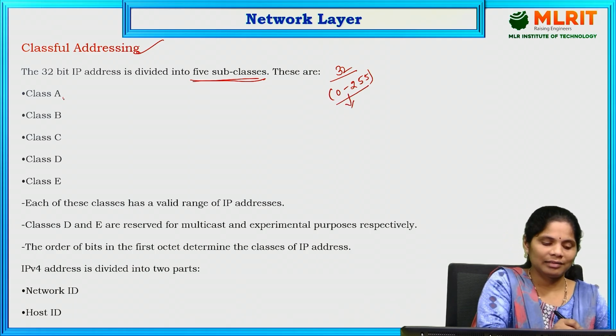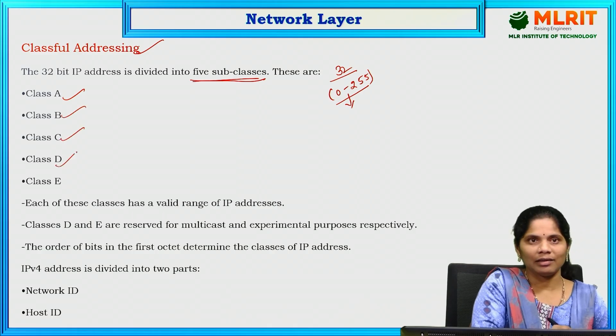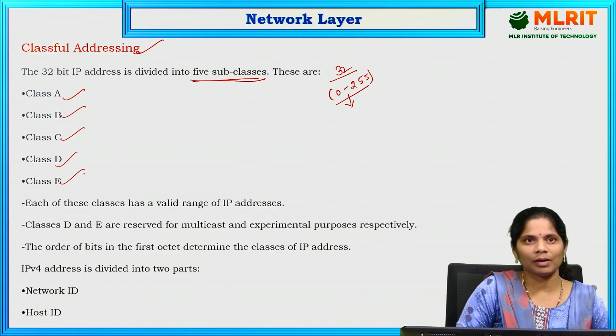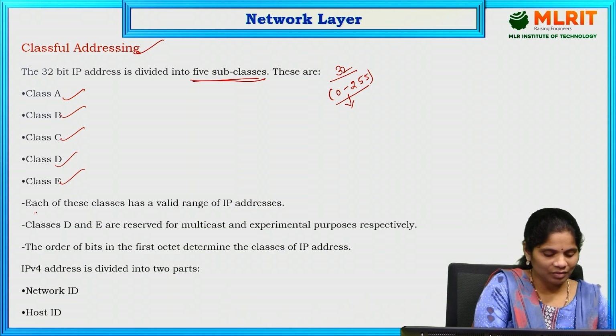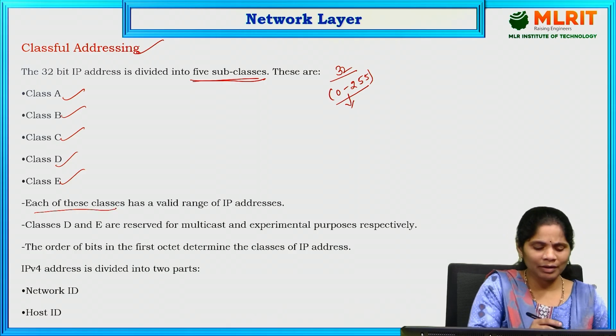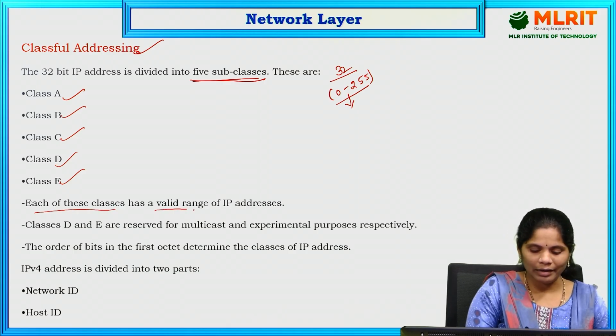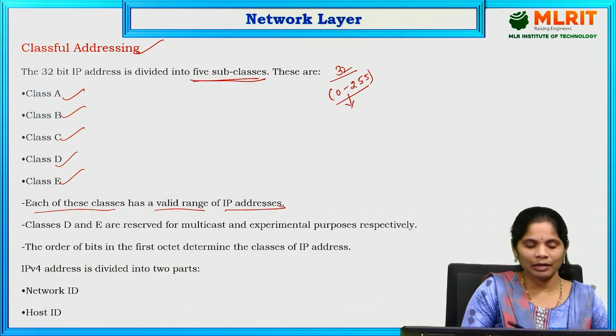Those are class A, class B, class C, class D and class E. These are the classes. First, each of these classes has a valid range of IP addresses. Whenever we are indicating a particular class, the ranges should be 0 to 255 only.